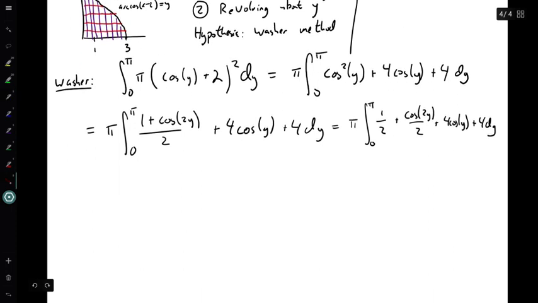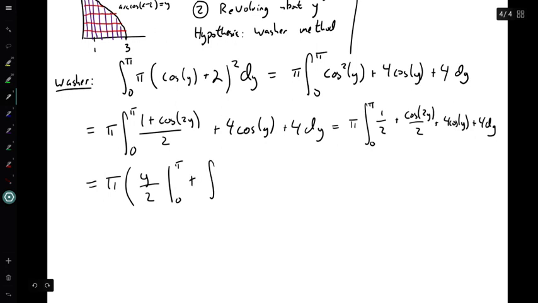Now what I want to do is split up the integral and integrate all of these terms separately. I'm going to want to deal with this cosine of 2y with a u substitution, but none of the rest of them am I going to want to do that substitution. So if I integrate, I'll have this pi still here out front. If I integrate 1/2, I get y over 2, evaluated from 0 to pi.